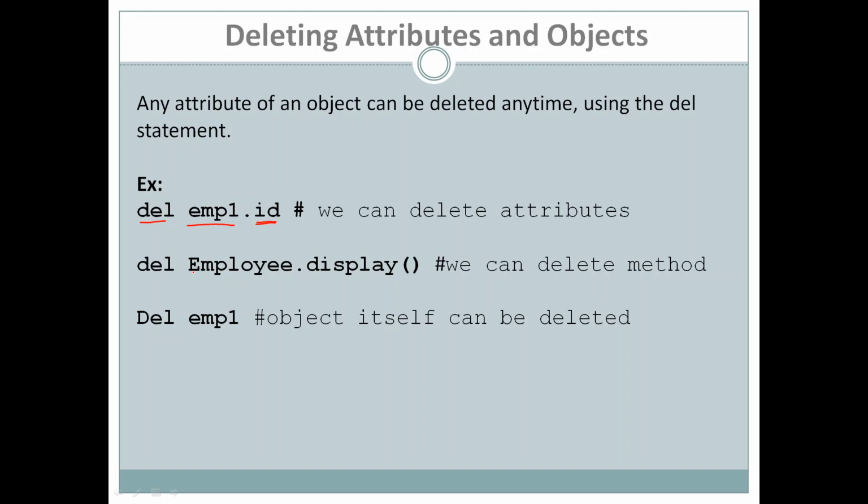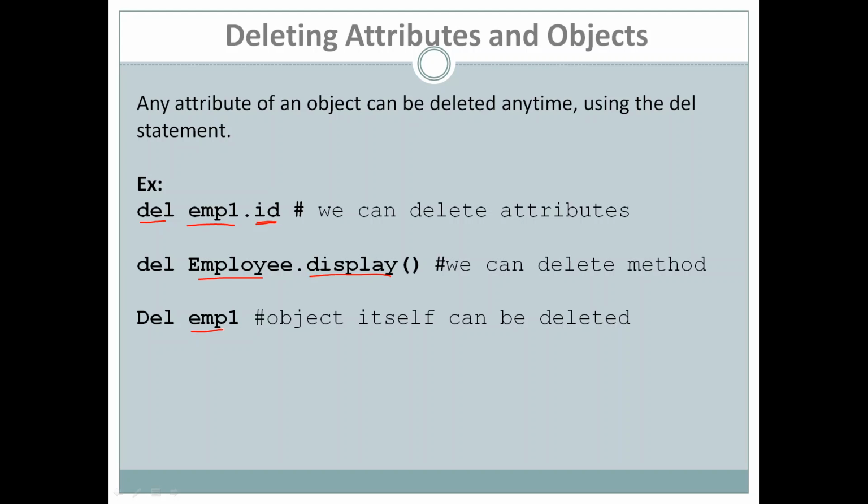In the same way, suppose I want to delete the function display itself. So del Employee.display. The function display belongs to the class, it is a member of the class, remember. So we can delete display by calling the class name, Employee.display. In the same way, we can even delete the object itself. The object can be deleted like del emp1, and the object itself will be deleted.